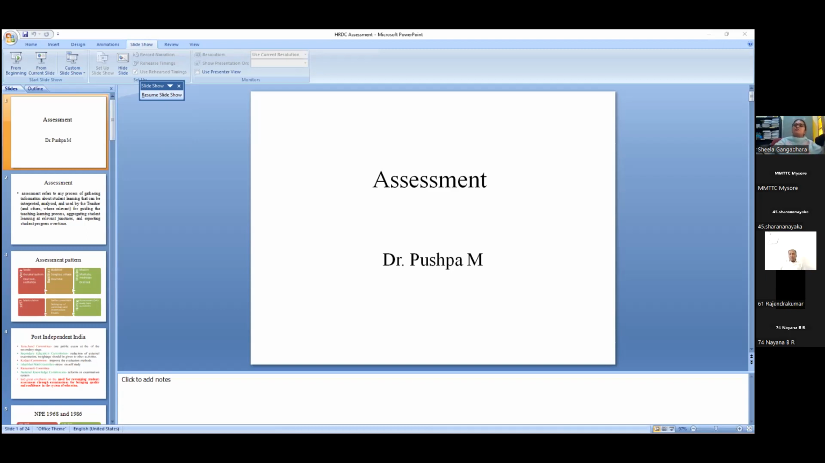the teaching learning process. To guide the teaching learning process means: how is my teaching learning going, and whether the objectives of the teaching learning process are achieved or not. And aggregating student learning at relevant junctures means that at different stages of learning we have to know about student learning, collect that, and then report student progress over time. That is assessment.